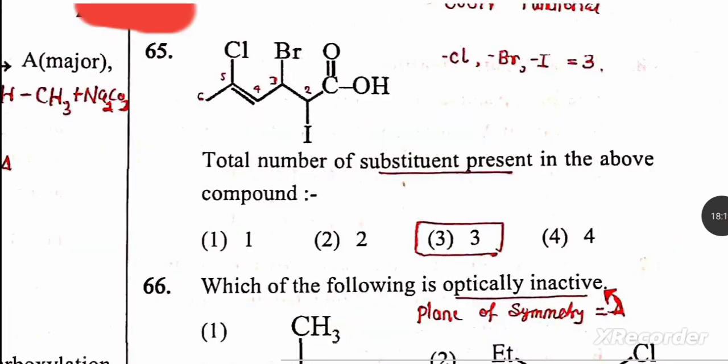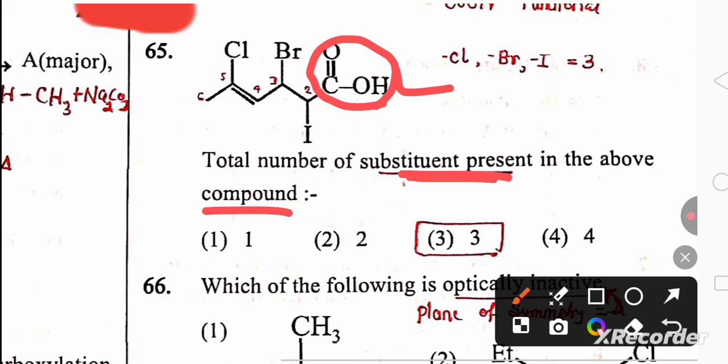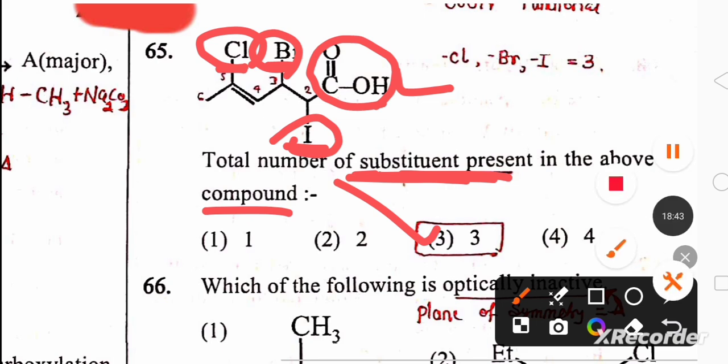Let us move to the next question, children. We have one compound. The total number of substituents present in the above compound, we need to find out. As we know, carboxylic group, according to IUPAC, is a functional group. It has more priority, whereas chlorine, bromine and iodine will have less priority. So chlorine, bromine and iodine will be the substituent groups present in this compound. So these three are the substituent groups. Option 3 is the right answer.